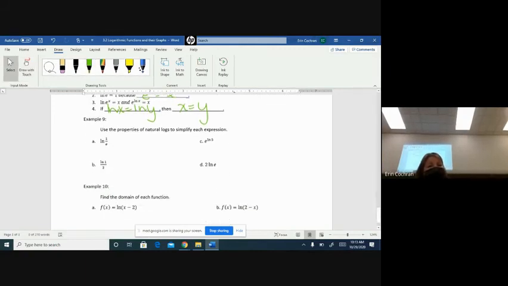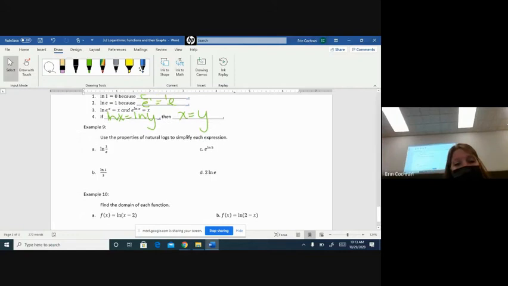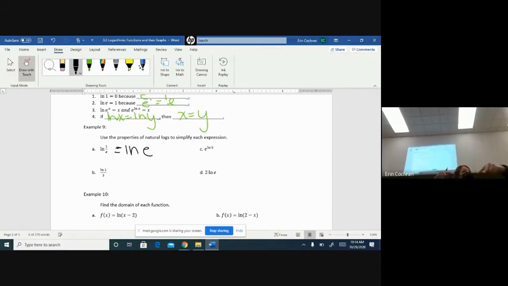All right, use the properties of natural logs to simplify each expression. Okay. ln of 1 over e. Let me ask you, 1 over e, that is the same thing as e to what power? When e is a fraction, what is its exponent? Negative, right? So isn't that the same thing as ln of e to the negative first power? Is 1 over e the same thing as e to the negative first power? Yes, okay.